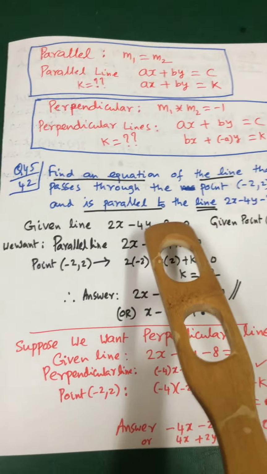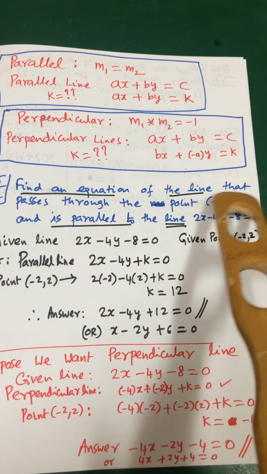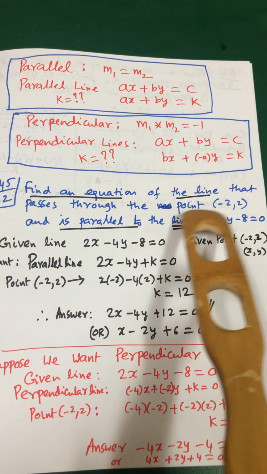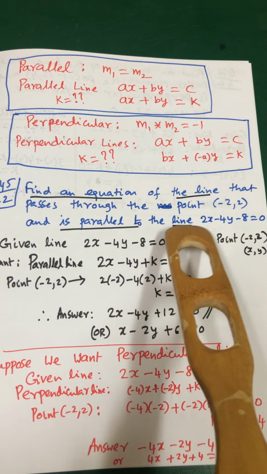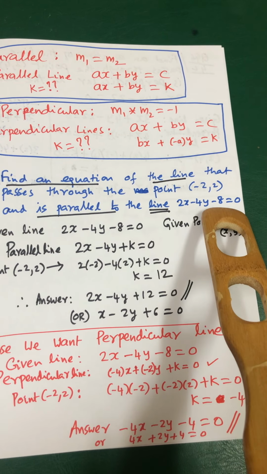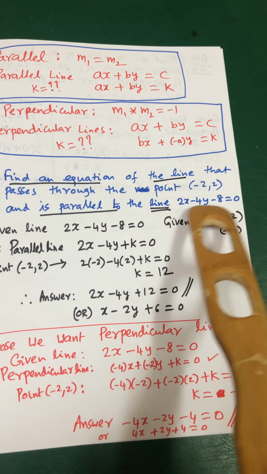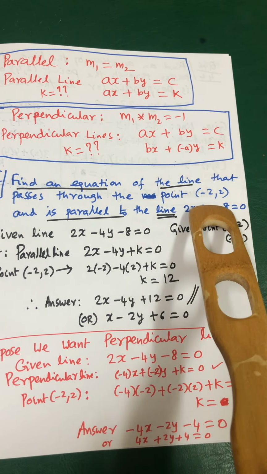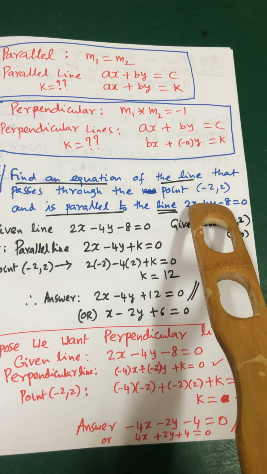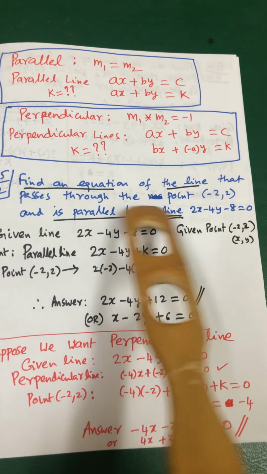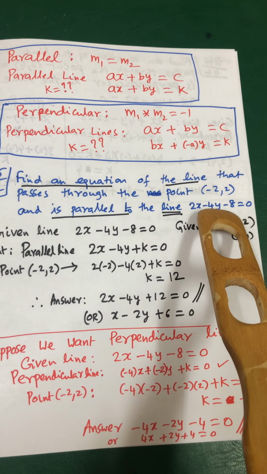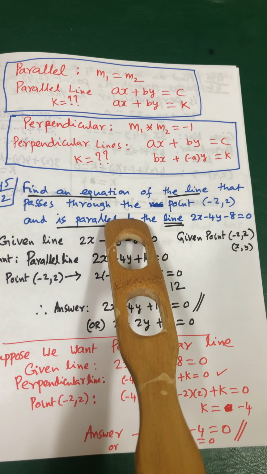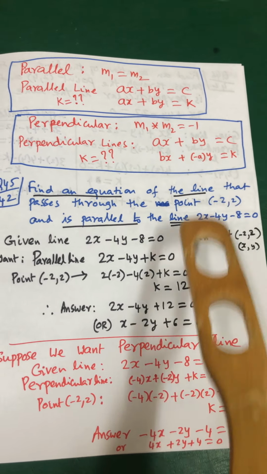Let us do a problem. Find an equation of the line that passes through the point -2, 2 and is parallel to the line 2x minus 4y minus 8 equals 0. This is the given line. What you have to do is find an equation of a line parallel to this line passing through this point.